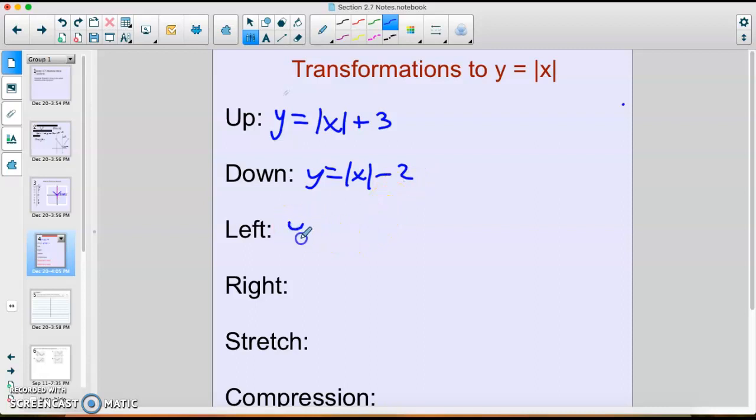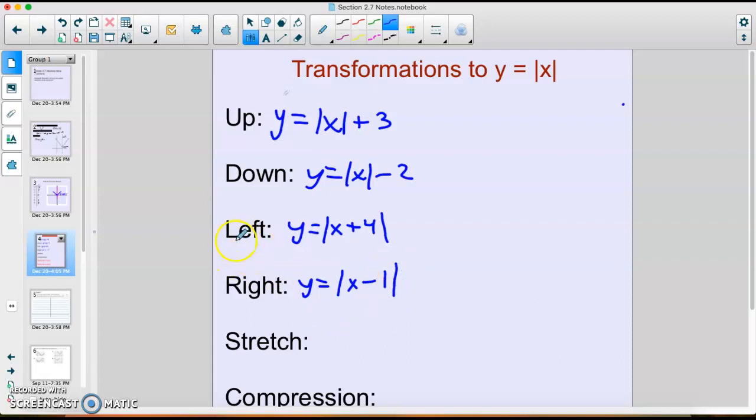If I wanted to move to the left, now this is where it gets a little tricky, because these two, the numbers are outside of our absolute values. If we want to go left and right, we're going to put them inside our absolute values, and it's backwards of what you think it should be. So if I want to go left, I'm going to add a number, so let's just say 4. So that would be left 4. If I want to go right, then I'm going to have to subtract a number.